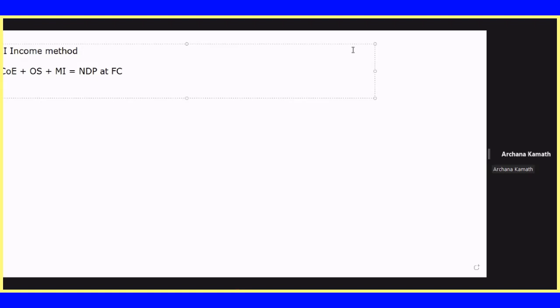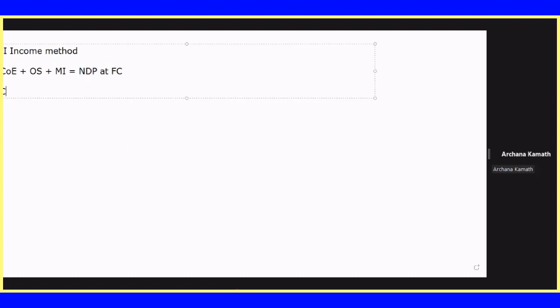Here you are going to reach NDP at factor cost. Don't mistake it for GDP at market price. If that is your first calculation error, your entire answer is going to go wrong. Whatever components of the income method are being added, they will help you reach only NDP at factor cost. That is the first difference between the first method and the second method.